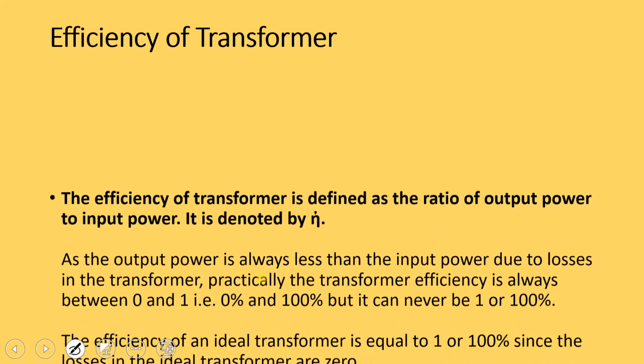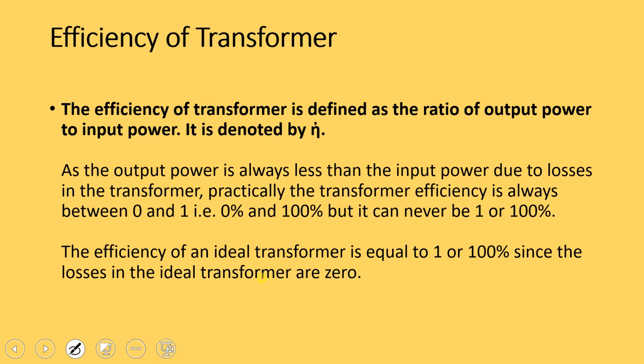Then the efficiency of a transformer. The efficiency of a transformer is defined as the ratio of output power to input power. It is denoted by eta. The output power is always less than the input power due to the losses in the transformer. Practically, the transformer efficiency is always between 0 and 1, that is 0% and 100%, but it can never be 1 or 100%. The efficiency of an ideal transformer is equal to 1 or 100% since the losses in the ideal transformer are 0. So when we want to find the efficiency of the transformer, we always consider the output power upon the input power.